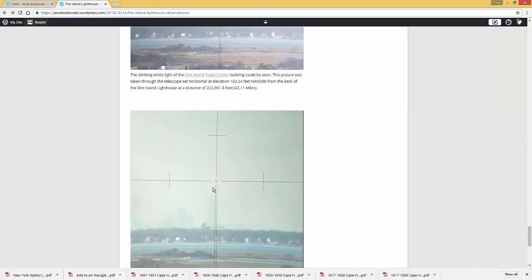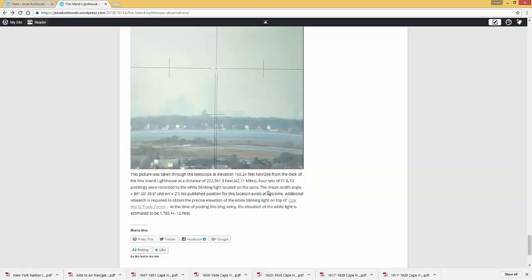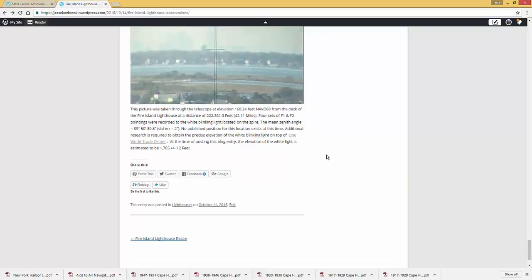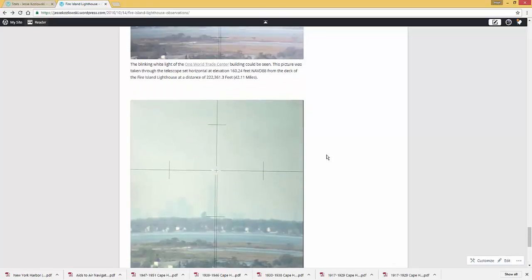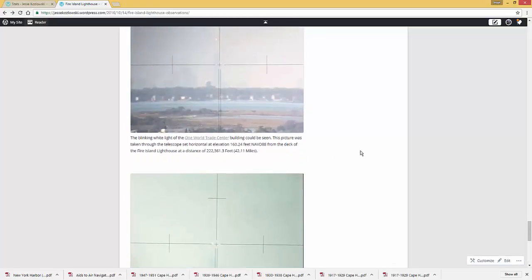Here again, also, I point to the light and made four sets of zenith angle pointings there. And that's the zenith angle I came up with, a standard error of 2 seconds. And that's about it. Just wanted to put this up here for anybody that wants to take a look at this data and make of it what you will.